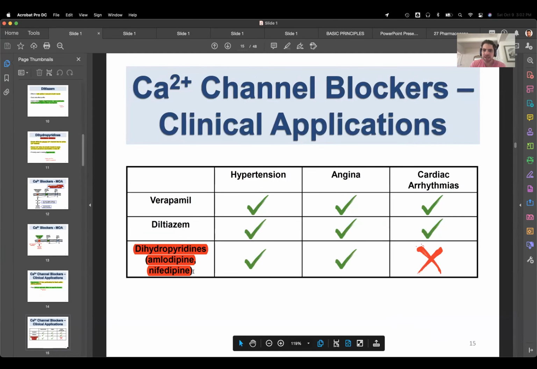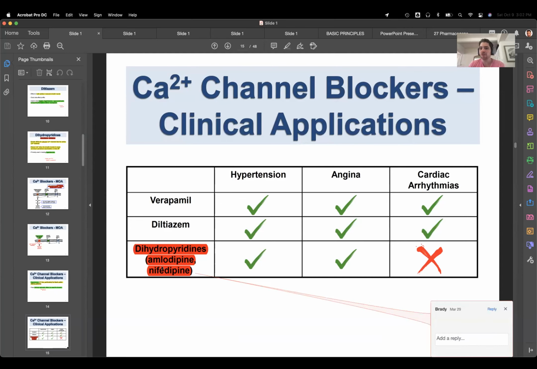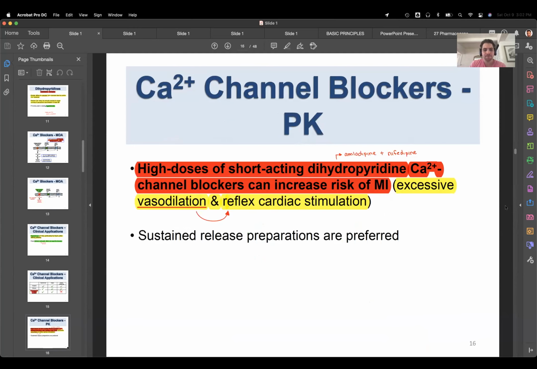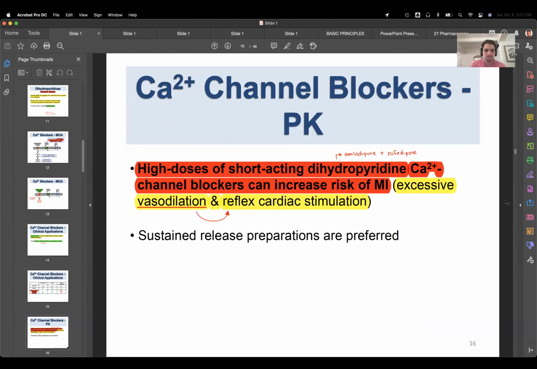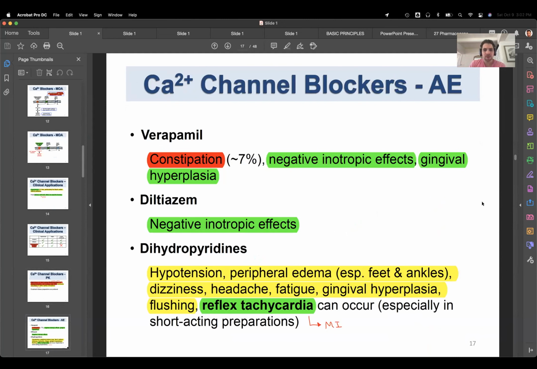And just take note, you would not give these dihydropyridines for cardiac arrhythmias. If you think about it, these are just working on the vessels. So if you vasodilate the vessels, you can get reflex tachycardia. It may precipitate some sort of arrhythmia. So just be careful with that. You'd want to give one of the non-dihydropyridines because it's actually working on those cardiac myocytes too. Yeah, here you go, that reflex cardiac stimulation. Big one, I put it in red. They like to test on that.